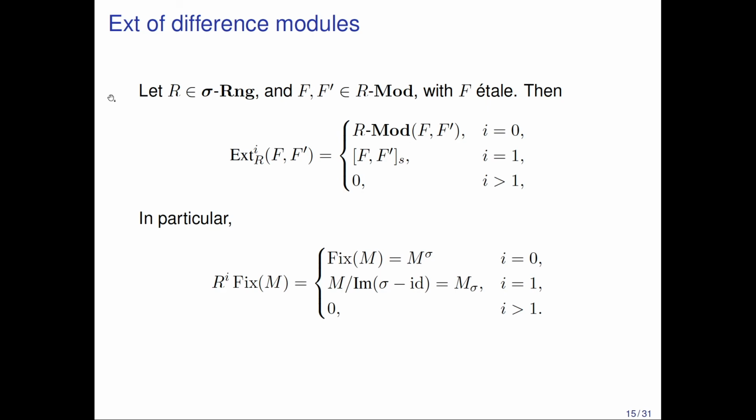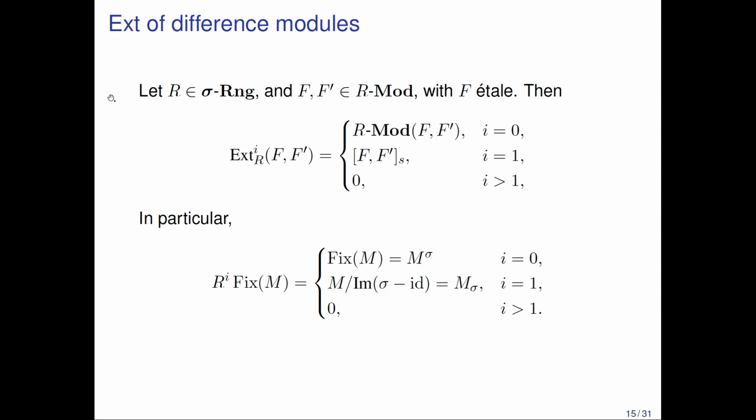If you take a difference ring and then two R modules, where the first one, F, is étale, and that means for me that the sigma twist of F is isomorphic to F, then you can compute the Ext functors very explicitly in terms of the internal hom. So the zeroth one, nothing happens. It's just the hom of F prime. In the first degree, you get the internal hom. Now, internal hom has a shift, and this is coinvariance for the shift. And then it vanishes above degree 1.